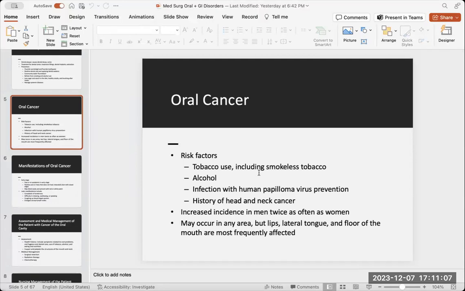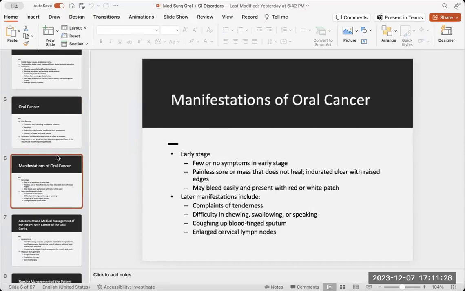There's usually more incidence in men, and it can occur in any area, right? Your lips, your tongue, whatever, but usually see it on the floor of the mouth. Okay, this is very severe, right? Because if we're going to have cancer of the mouth, there might be surgeries needed, and the management could eventually affect your speech or potential airway problems. So we always have to think about that.